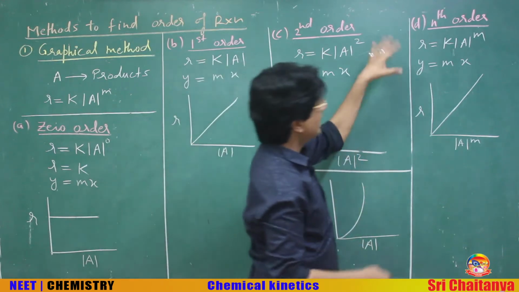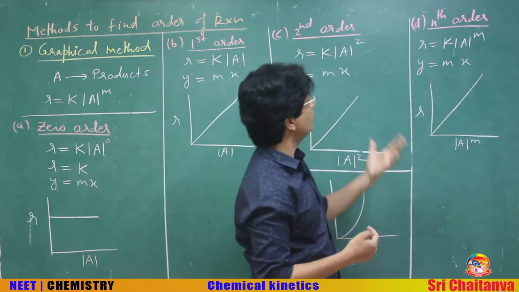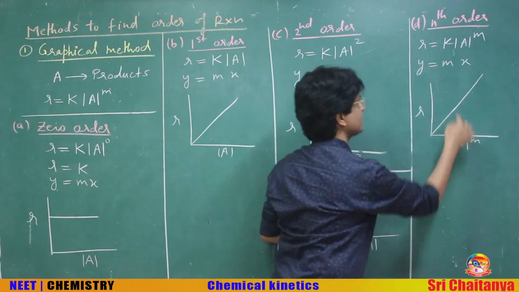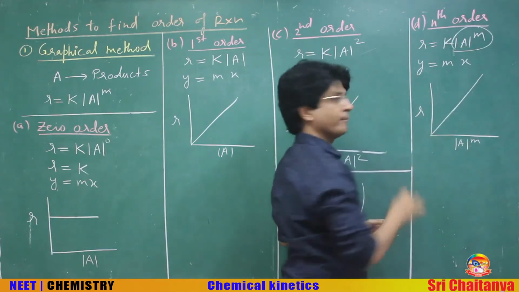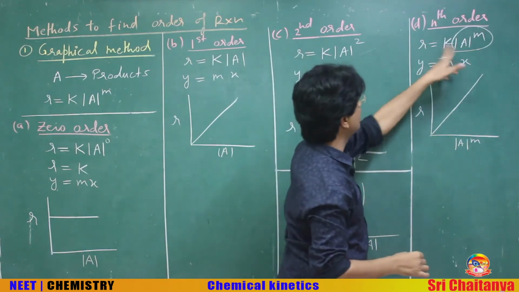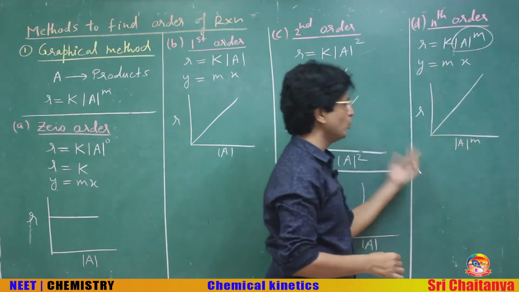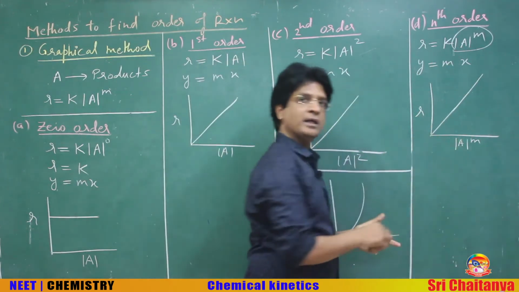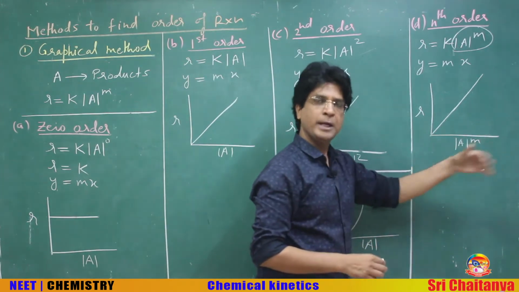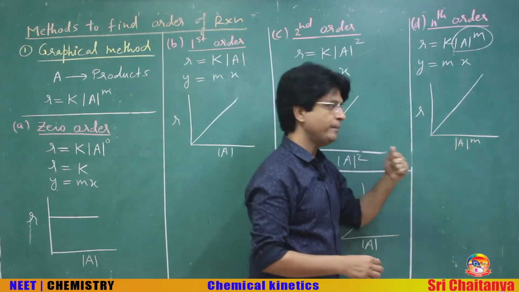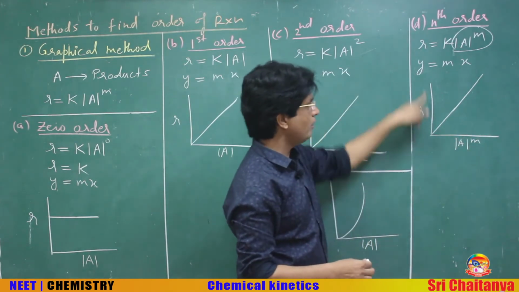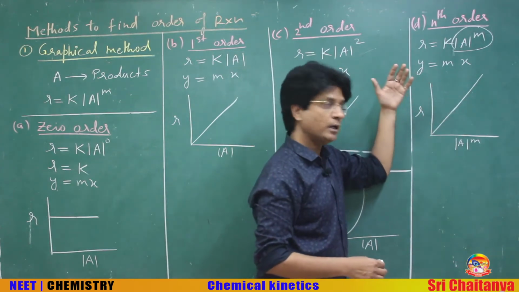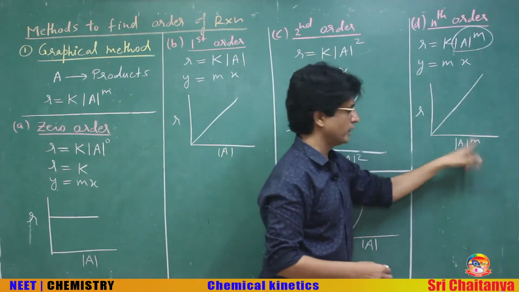Okay, now in general for any nth order, R will be equal to K, A to the power of M. If on the x-axis I take A to the power of M, then this also becomes the equation of a straight line passing through origin. So in general, what I'm trying to say is that if on the x-axis they have given A to the power of M, where M may be 1, 2, 3, whatever it may be, and rate is given on the y-axis, if you are getting a straight line, that will be the reaction of Mth order.